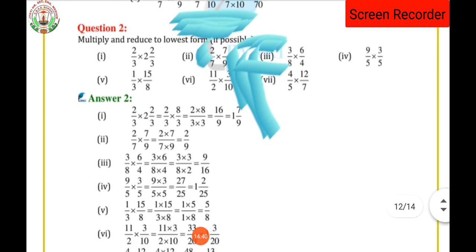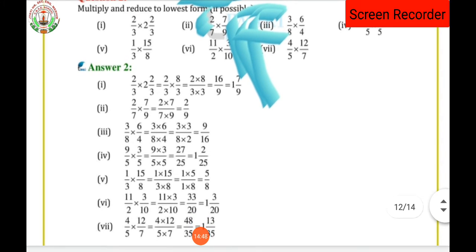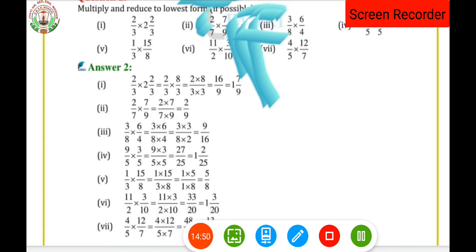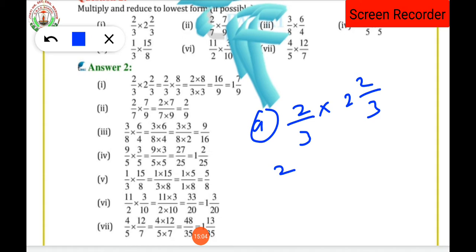The next question, number 2: multiply and reduce to the lowest form if possible. If possible, मतलब अगर हो सके तो. Okay, so here we have question number 2, which asks to do the multiplication and reduce to the lowest form. So first, A part, we have the question 2/3 into 2 by 3. So first we are going to convert into an improper fraction.